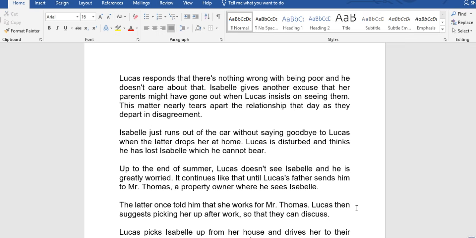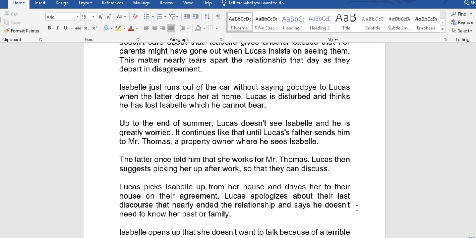Lucas is disturbed and thinks he has lost Isabel, which he cannot bear. Up to the end of summer, Lucas doesn't see Isabel and is greatly worried. It continues like that until Lucas' father sends him to Mr. Thomas, a property owner, where he sees Isabel.